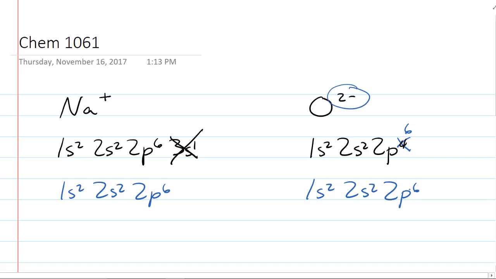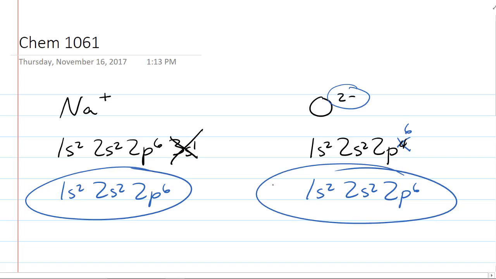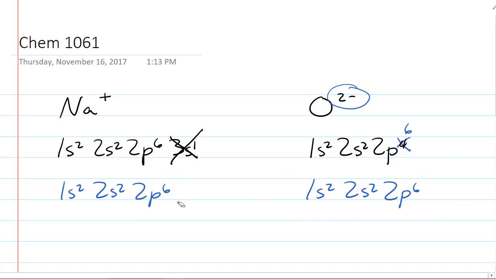How do the electron configurations compare between these two? They are the same. Okay, their electron configurations are the same. We say that these two are isoelectronic. They are isoelectronic, and we sometimes describe them by saying that they are isoelectronic species. And that means that they have the same number of electrons, the same electron configuration.